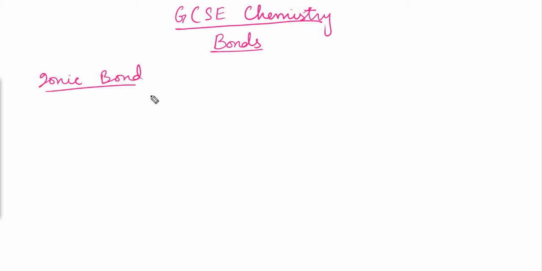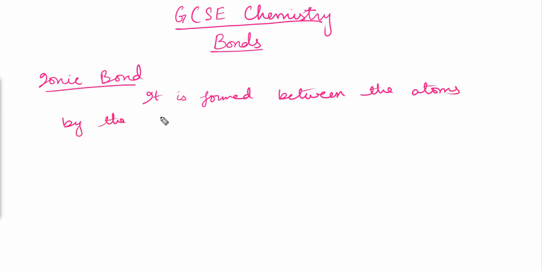So the ionic bond is formed between two atoms, or I can write between the atoms, by the transfer of electrons. So such a bond is called the ionic bond.